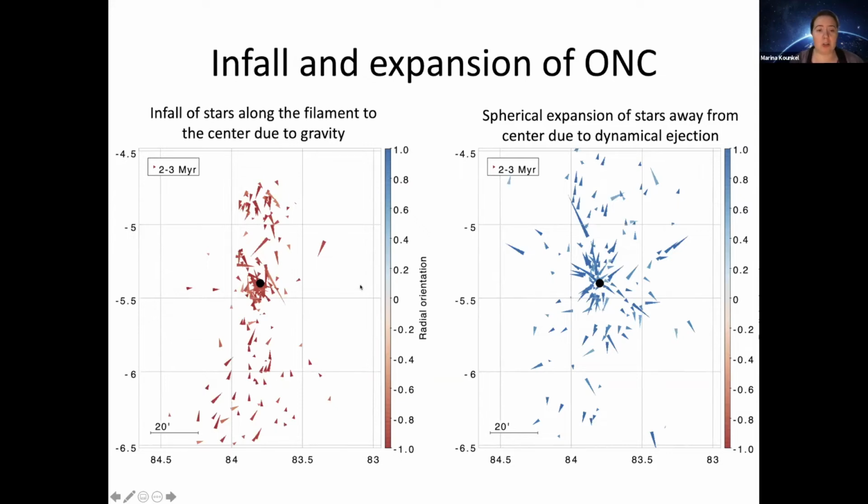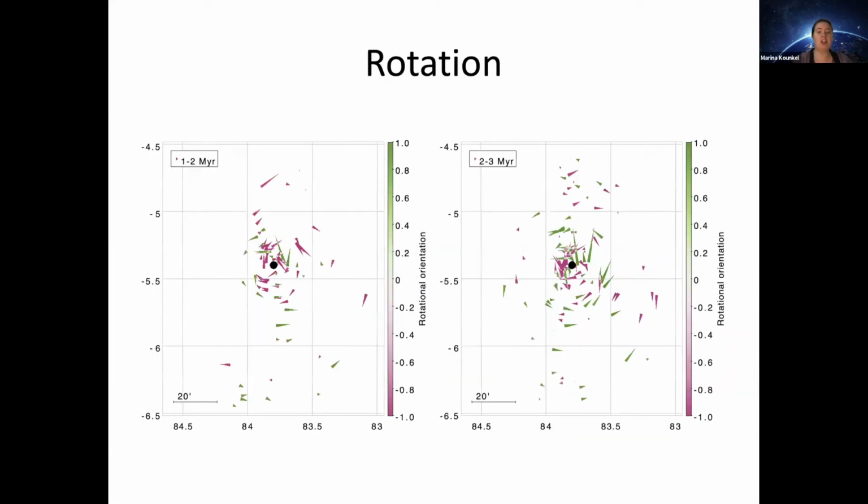But in addition to the infall and the expansion, you have a third direction of motion, which is rotation. The stars could preferentially move tangentially with respect to the cluster center. And some stars are moving clockwise, in pink, and some stars are moving counterclockwise, in green. And you can look at all of these stars and count how many stars are moving which way at a given age bin.